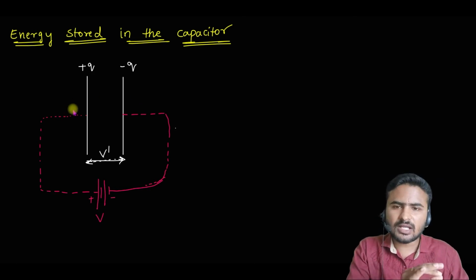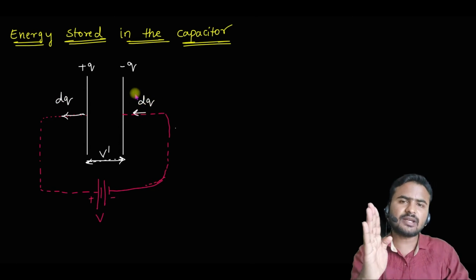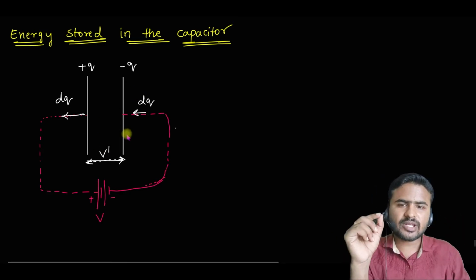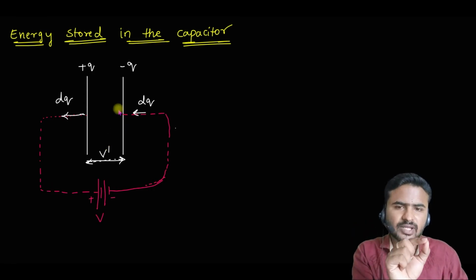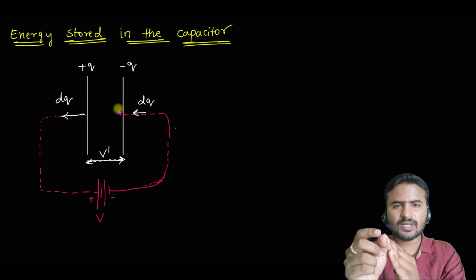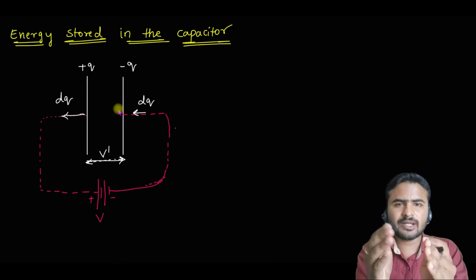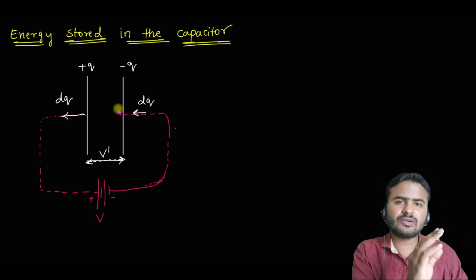Now let us say dq amount of charge is being removed from the left plate and deposited on the right plate. Obviously some amount of work must be done. The potential difference between these two plates is V dash, which means the work done to take a unit charge from one plate to the other is V dash. Now how much charge am I taking from one plate to the other? dq. So the work done is V dash into dq, isn't it?